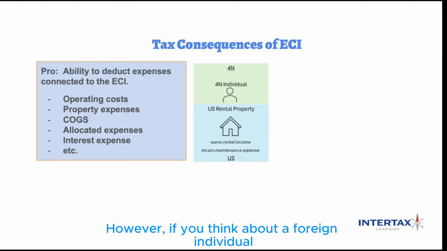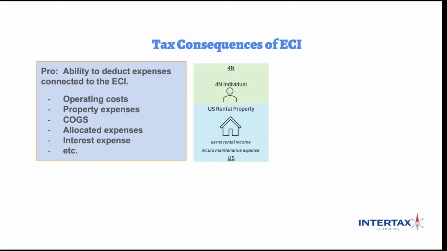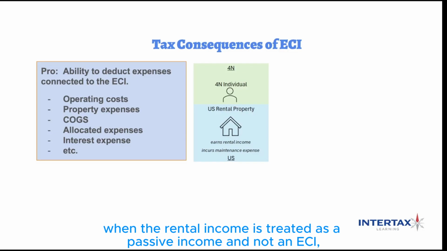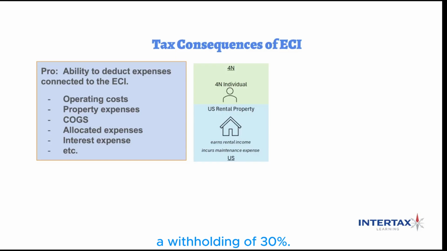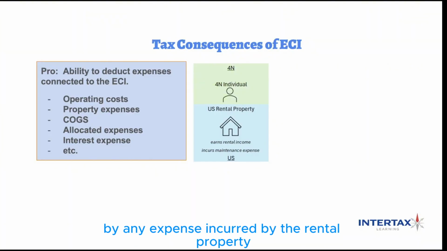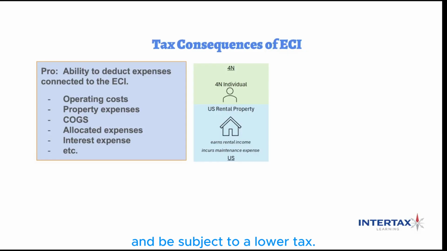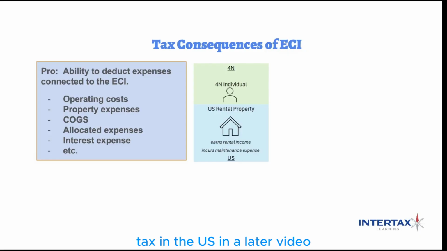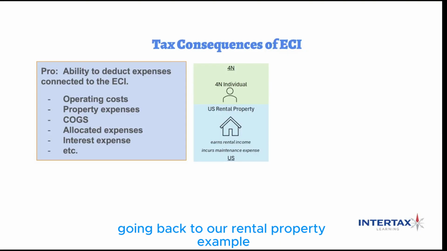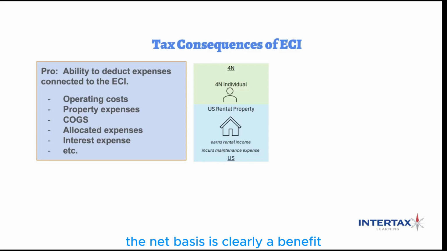However, if you think about a foreign individual with a U.S. rental property, when the rental income is treated as passive income and not ECI, the foreign individual is subject to a withholding of 30%. That's the default percentage on the gross rental income. If the rental income is treated as ECI, that taxpayer could reduce it by any expense incurred by the rental property and be subject to a lower tax. We'll talk about how passive income is taxed in the U.S. in a later video. Going back to our rental property example, the net basis is clearly a benefit.